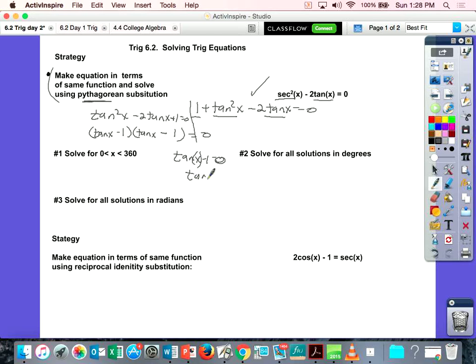To do that, you solve for the tangent of x: add 1. So now let's find the angle so that the tangent of x is equal to 1. What angle has a tangent of 1? The reference angle would be 45. And the tangent is positive in quadrant 1 and quadrant 3.